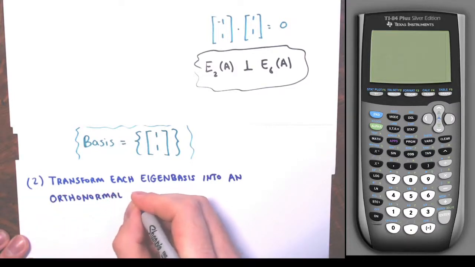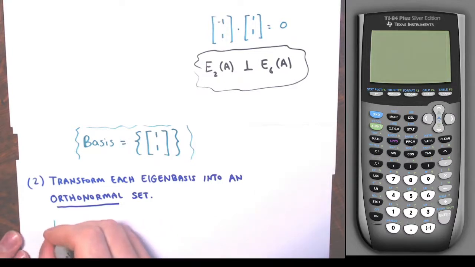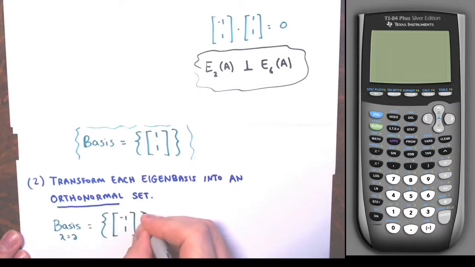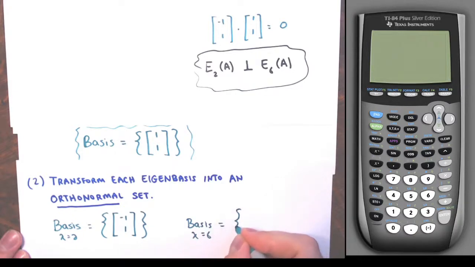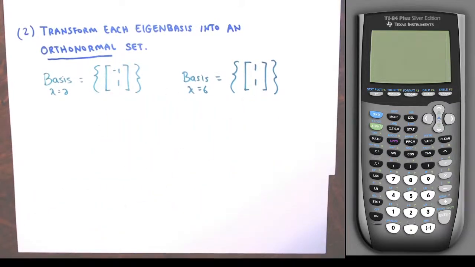Now this example's nice, right? An orthonormal set, orthonormal basis. Now I'll write the bases again. Here were our eigenbases. The basis corresponding to lambda equals 2 was the set with the vector negative 1, 1. And the basis corresponding to when lambda was equal to 6 was the set with the vector 1, 1. Okay, so now the thing is, make these into orthonormal sets.